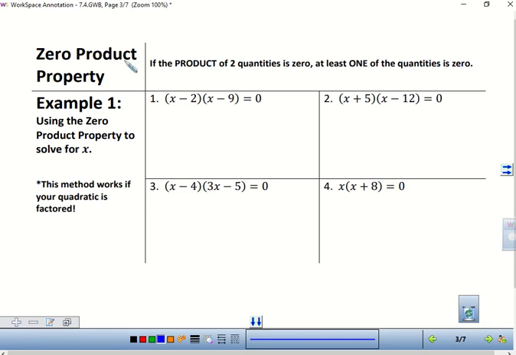All right. So this is a recap on the zero product property. If the product of two quantities is 0, at least one of those quantities must be 0. So we use the zero product property as a method to solving different equations that are equal to 0 on one side. So that means that the product means what operation? Multiplication. So when we talk about product, we are talking about the operation of multiplication. So that's just a reminder, okay?